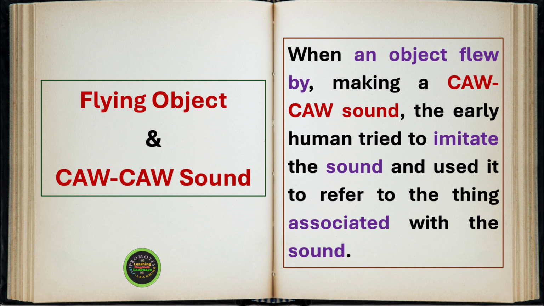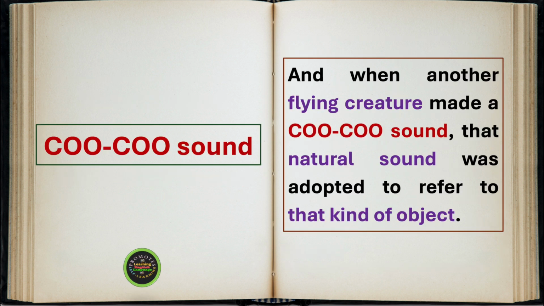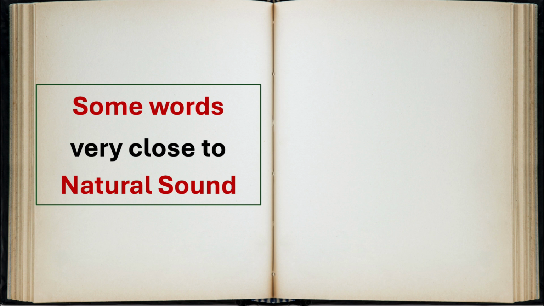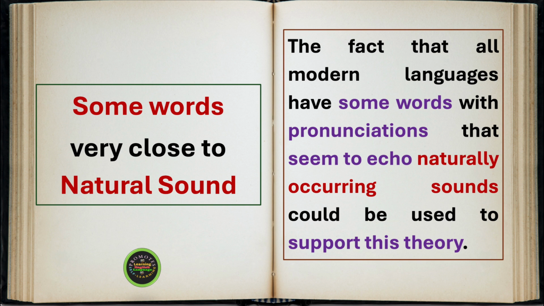We continue to explore more views about the birth of language. COO sound. And when another flying creature made a COO-COO sound, that natural sound was adopted to refer to that kind of object. We continue to explore some words very close to natural sound. What are they? The fact that all modern languages have some words with pronunciations that seem to echo naturally occurring sounds could be used to support this theory.